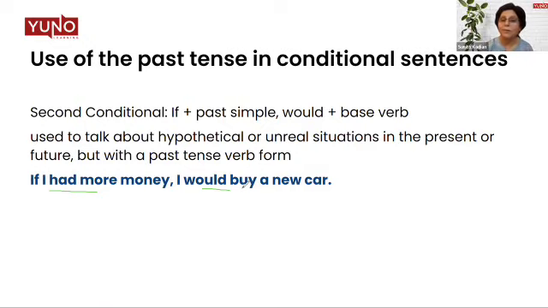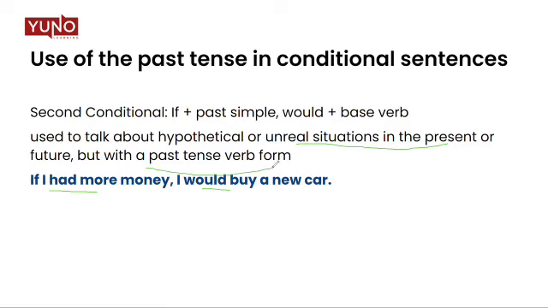So if I had more money, I would buy a new car. It's an unreal situation in the present, but with a past tense verb form. Ma'am, what is the past form of will? Would. Will, would. So if I had more money, I would buy a new car. What are we using over here? We are using would.